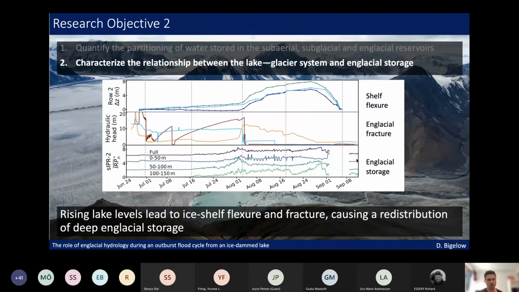So coming back to our research objectives, we wanted to characterize the relationship between the lake-glacier system and englacial storage. And what I'd like to be able to assert here from our study is that rising lake levels lead to ice shelf flexure and fracture, which causes a redistribution of deep englacial storage. So that means that the englacial system is really responding to the changing ice shelf and lake depths, or to the rapidly draining lake and the flexing ice shelf.